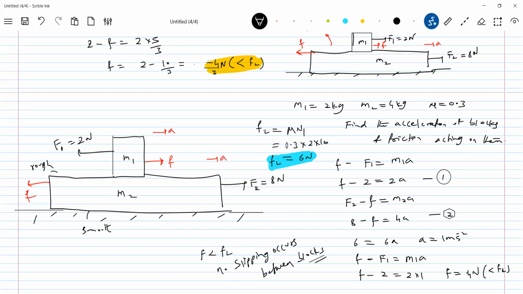Same here. F2, you make it 20 Newton, then in fact slipping occurs. Got this? So you try on your own. I'm just giving the idea. You adjust the values of F1, F2, apply some different values and check that.